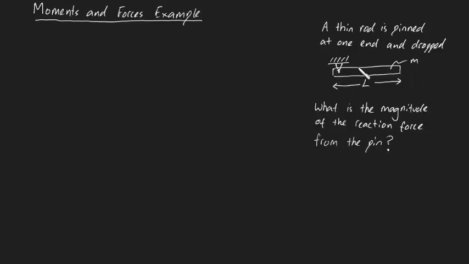So what's happening here is we have this thin rod of mass m and of length L, and as you can imagine, it's pinned at one end, and this bar is left to undergo circular motion because it's dropped in this position shown. And we're asked to find out what the magnitude of the reaction force on the bar is at this point.